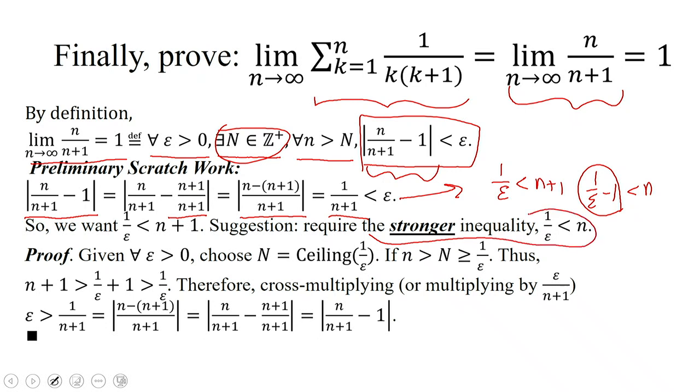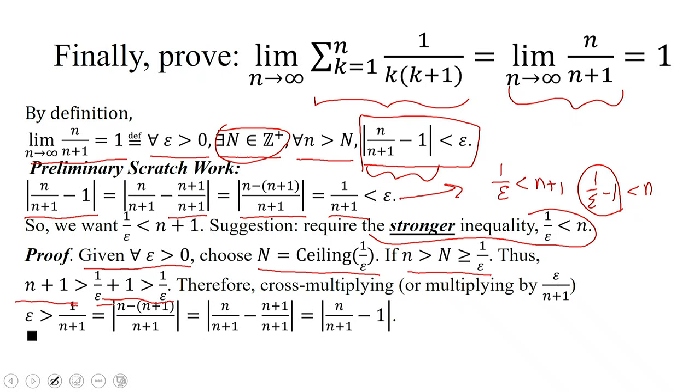Instead of n plus 1 should be bigger than 1 over epsilon, we require that n be bigger than 1 over epsilon. And that avoids the messy situation with possibly negative numbers that we have. So here's the proof. Given epsilon greater than 0, we can choose capital N to be the ceiling of 1 over epsilon. And if n is bigger than capital N, which is bigger than 1 over epsilon, if I were to add 1 to the side on the left here and on the right there, I'd get n plus 1 is bigger than 1 over epsilon plus 1, which happens to be bigger than 1 over epsilon. And that's what I wanted.